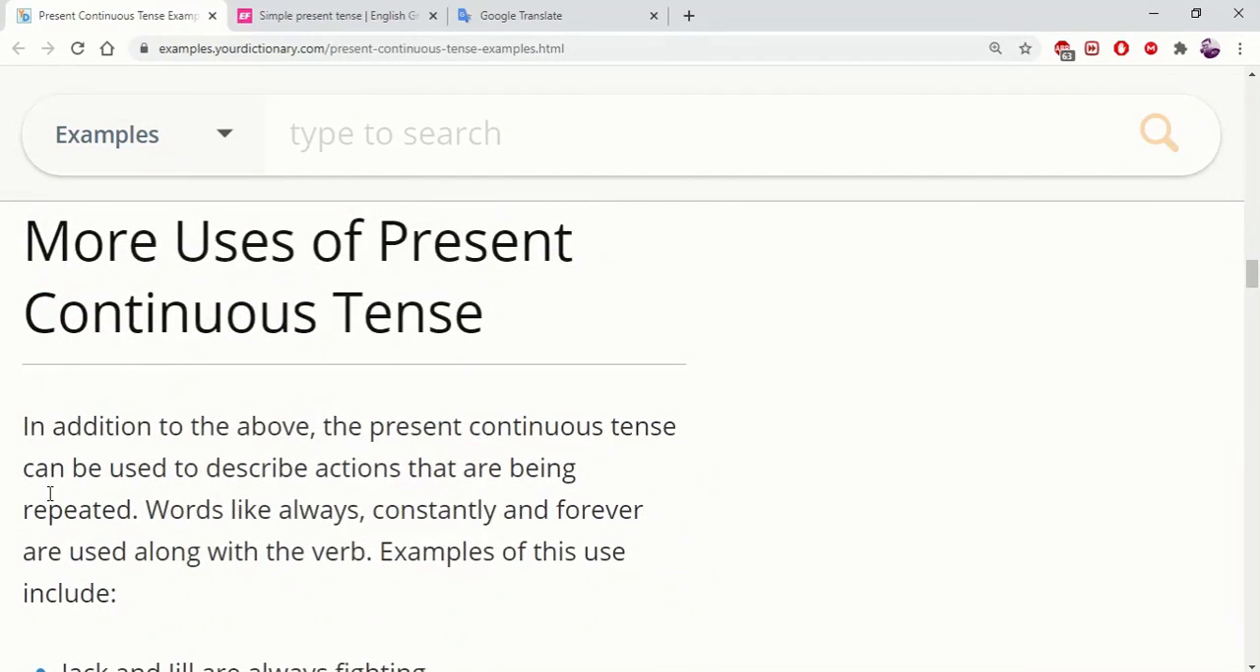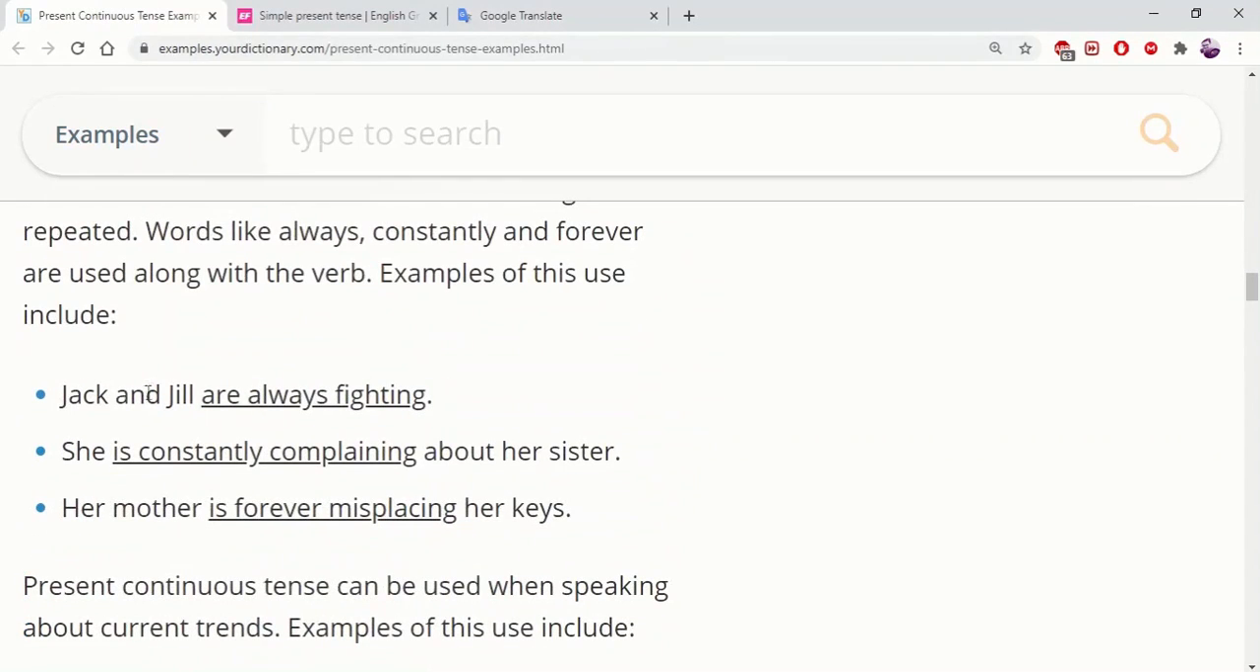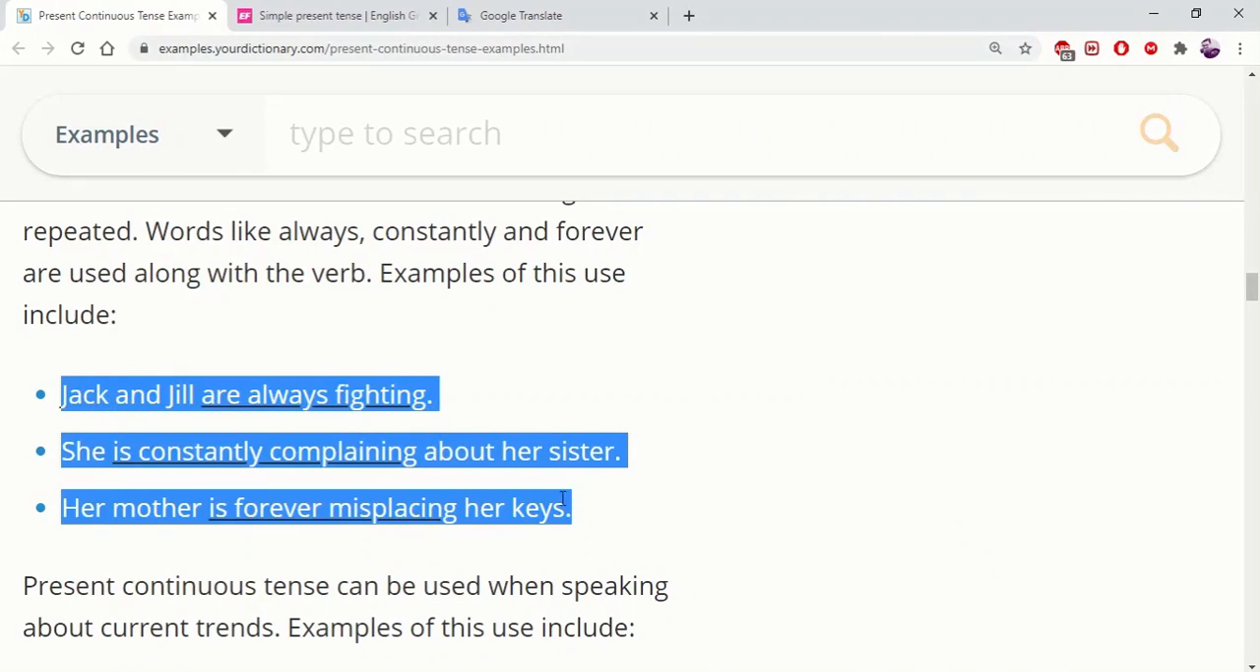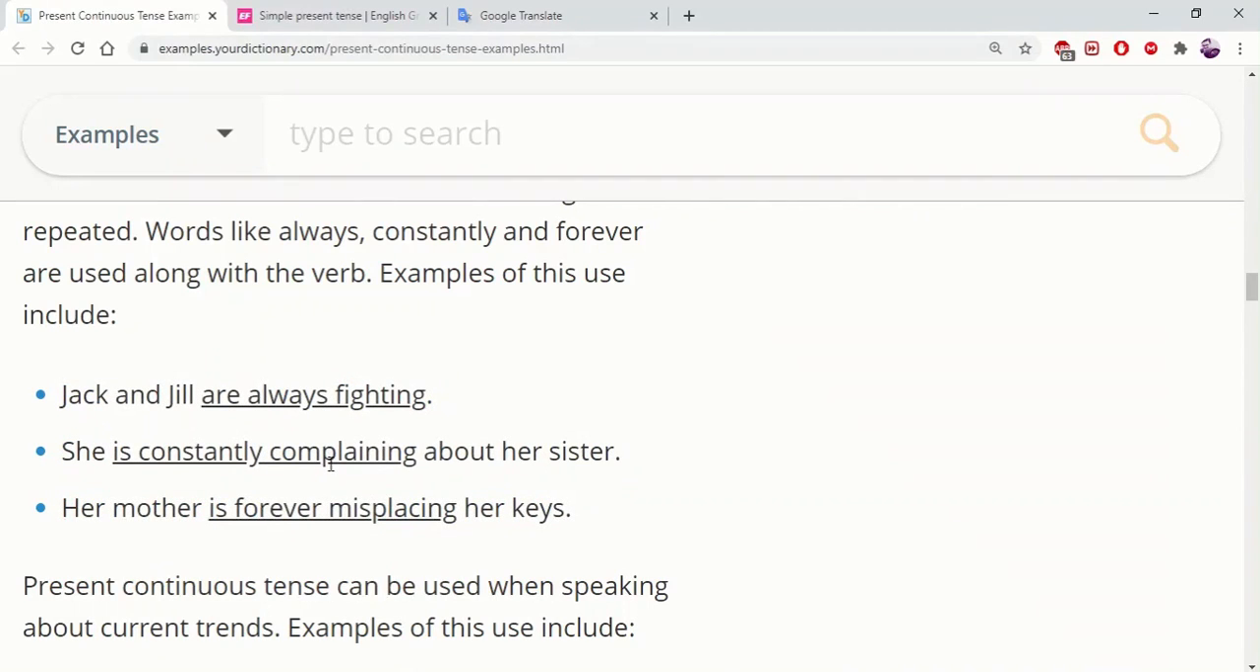Moving on, we have some more examples. More uses of present continuous tense. Jack and Jill are always fighting. Now, first of all, we'll read the sentences. She is constantly complaining. Her mother is forever misplacing. Now, in these sentences, you can know one thing, that this is happening all the time and it is like a habit. As you can see over here, Jack and Jill are always fighting. हमेशा लड़ते रहते हैं. That means it is a habit which is happening every time.